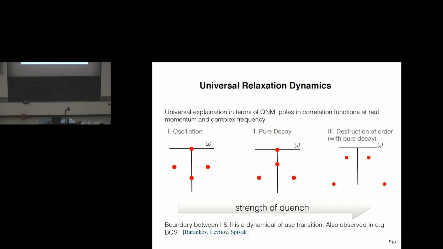characterize those 3 modes just by analytic features of these quasi-normal modes, which are poles in correlation functions at real momentum and complex frequency. So for example, the oscillation corresponds to the fact that these 2 modes, we're supposed to forget about this mode here that is at the origin, that these 2 modes actually have a non-zero real part as well as an imaginary part. Whereas the pure decay corresponds to the fact that this guy has only an imaginary part.